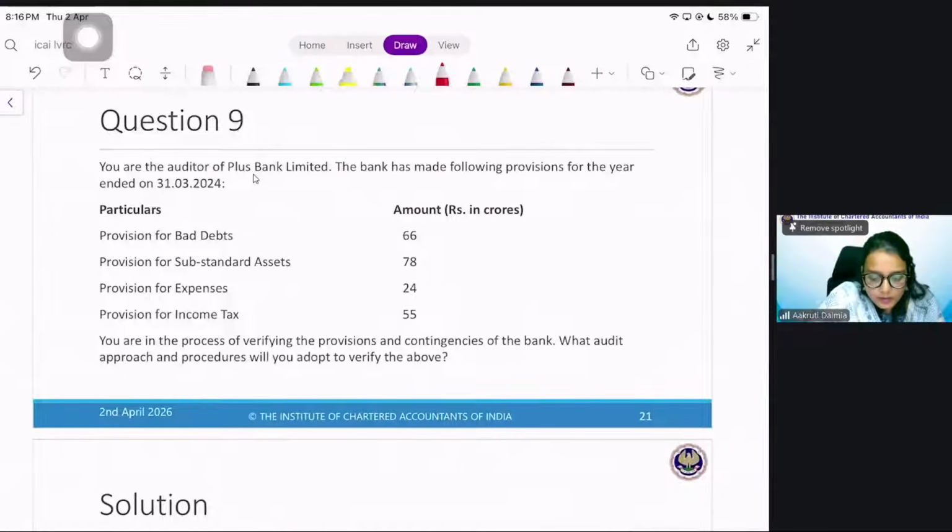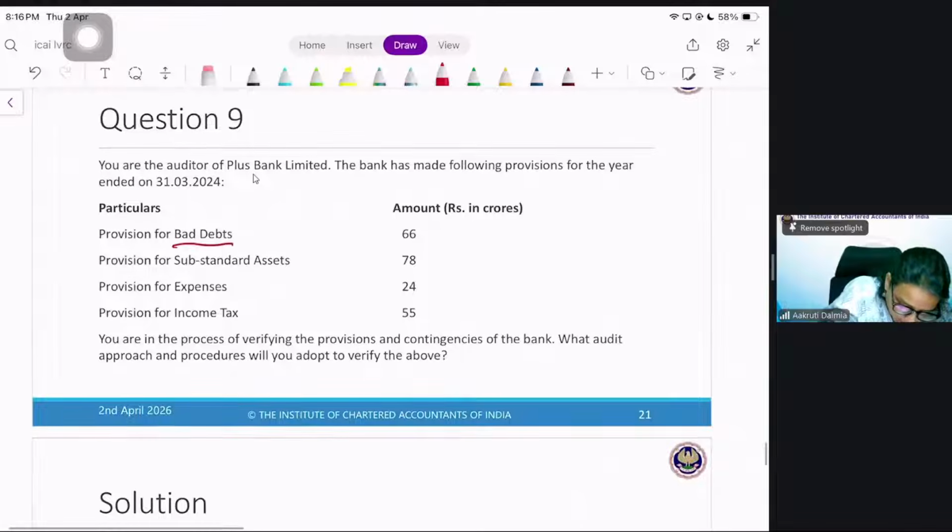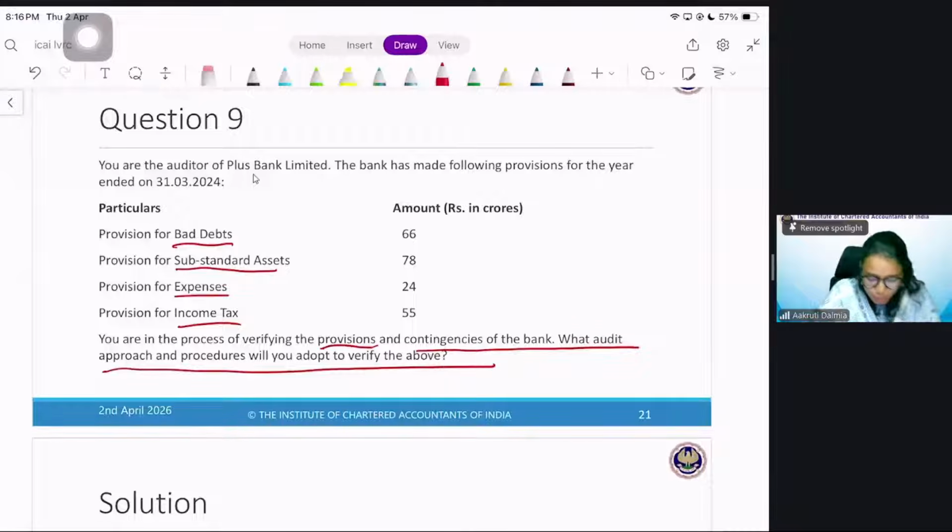Now let's come to the next question. You are the auditor of Plus Bank Limited. The bank has made provision for the year ended 31st March 2024: provision for bad and doubtful debts, substandard asset, expenses, income. You are in the process of verifying the provisions and contingencies of the bank. What audit procedure should you adopt?